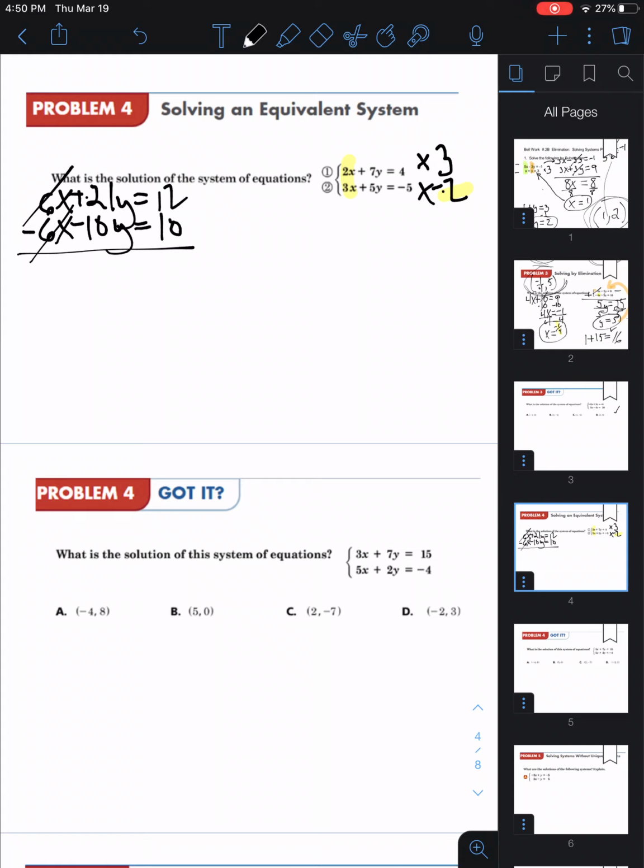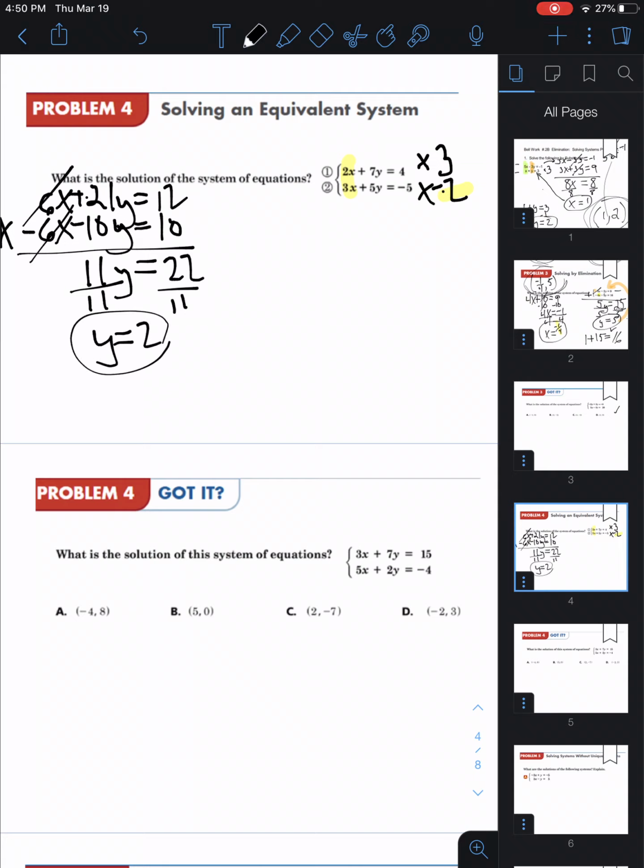6x and negative 6x. Just adding those guys together. Okay, 21 and negative 10 would give me a positive 11y. And 12 and 10 would give me 22. Now, if you divide both sides by 11, what's y? Yeah, it's going to be 2. Circle it. You got your y value.